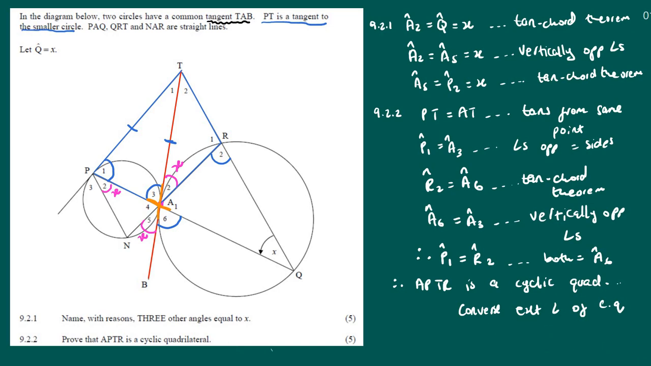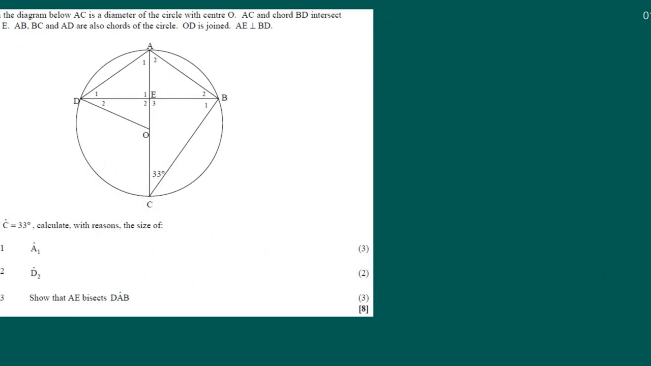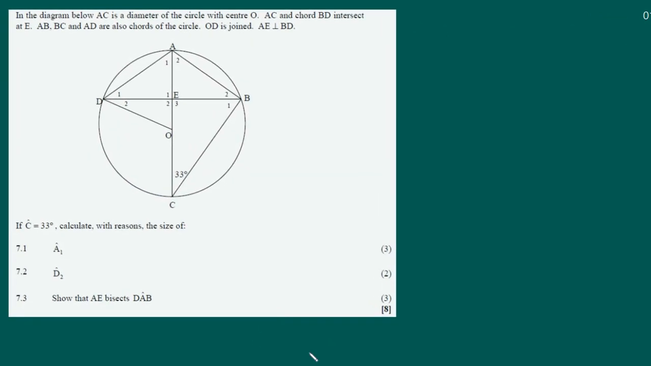Okay. So this is the other one. Let me see if we have time. Right, three minutes or so of solving this one.